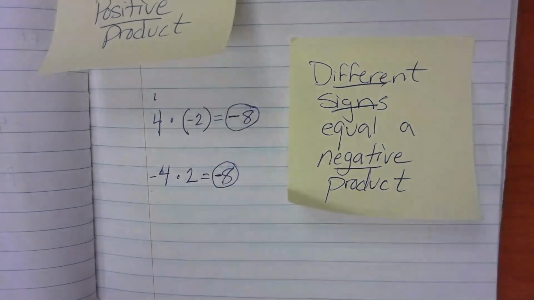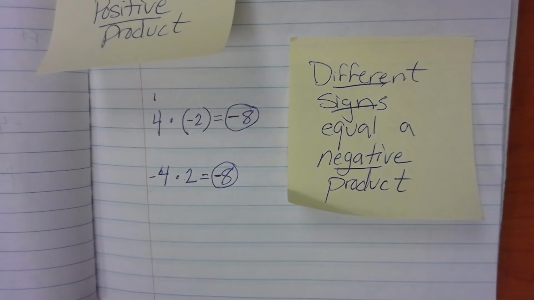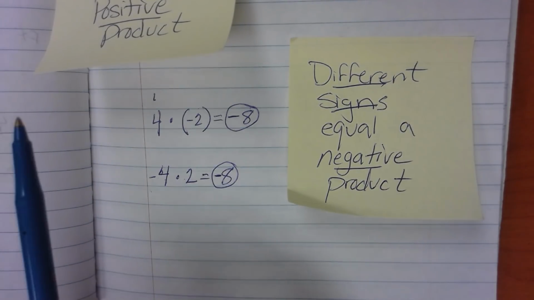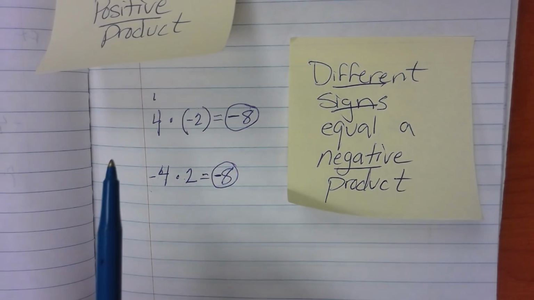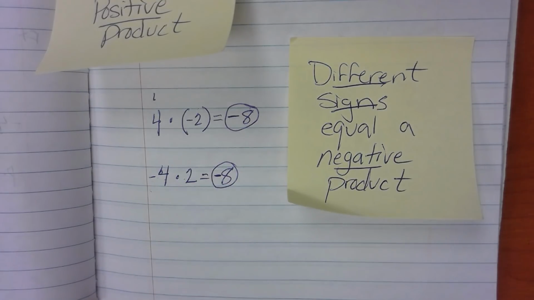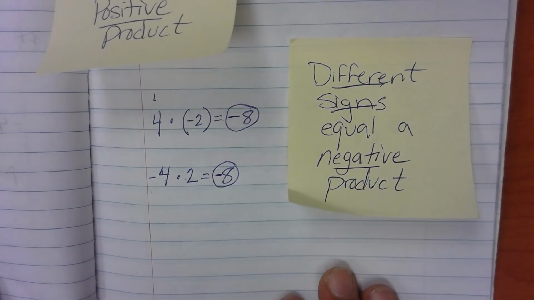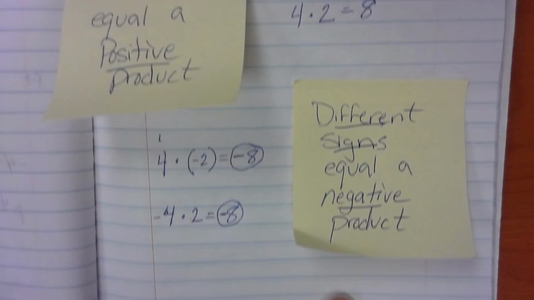Those are the two key points you need to remember. The same signs equal a positive product, different signs equal a negative product. Even if they're both negative, they're still matching signs, it'll be positive. Okay.